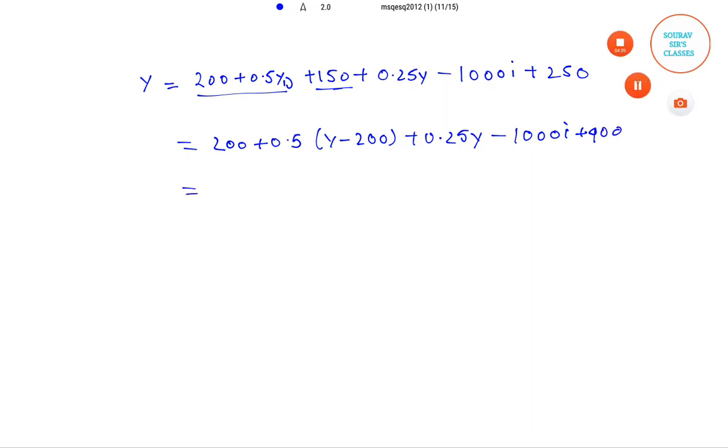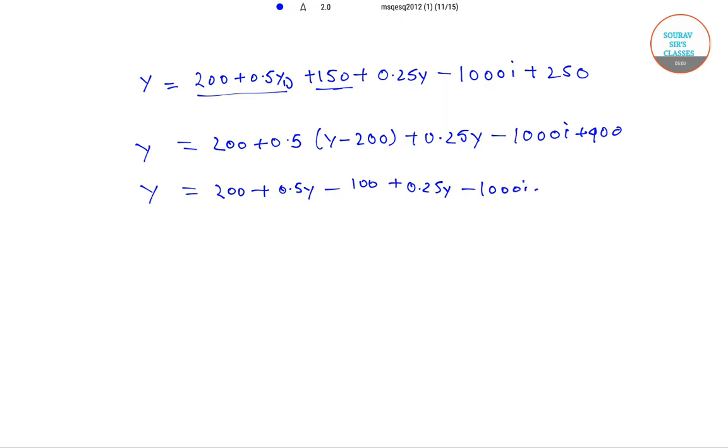Now if you further solve it from here, we get 200 plus 0.5Y minus 0.5 into 200, which is 100, plus 0.25Y, and there is another Y on the left hand side, minus 1000I plus 400. So if you simply further solve it, you will get the value to be 0.75Y plus 500 minus 1000I.